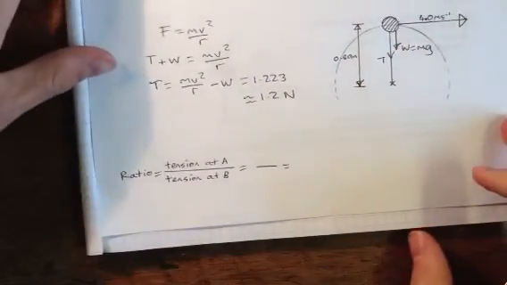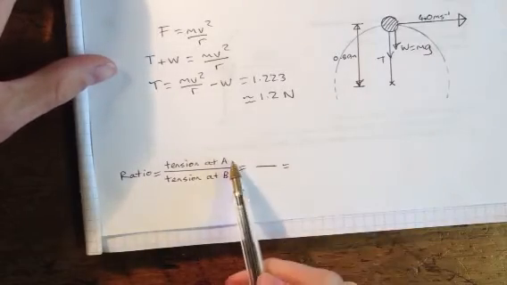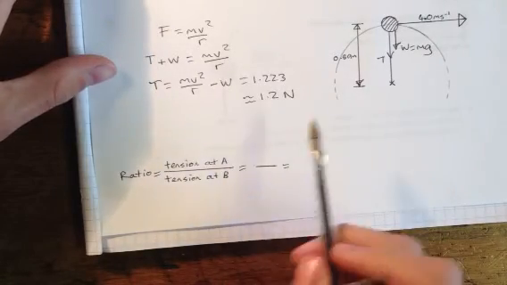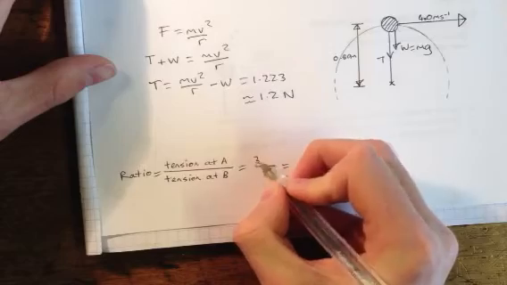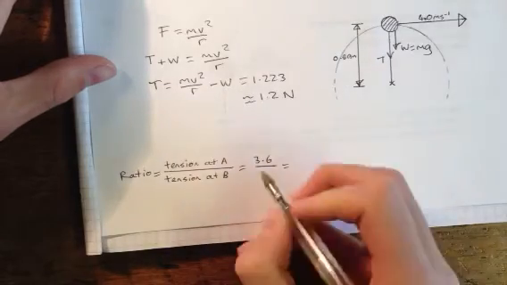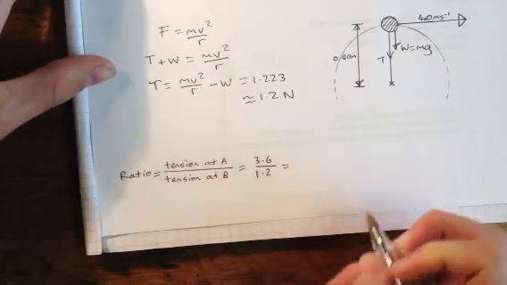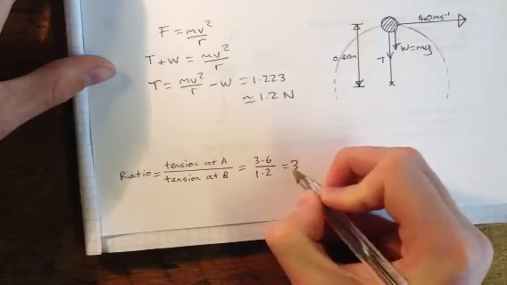So the question asked us to calculate the ratio between the tension at A and the tension at B. So if we put the numbers in, the tension at A was 3.6 newtons and the tension at B was 1.2. So the ratio between the tensions is 3.